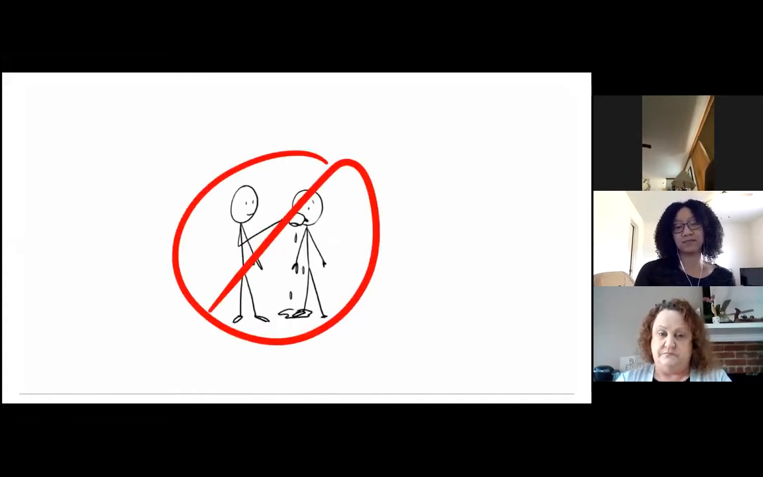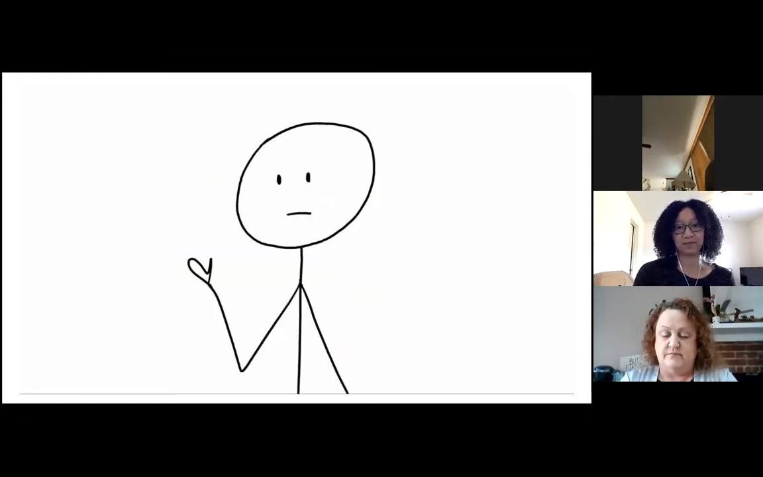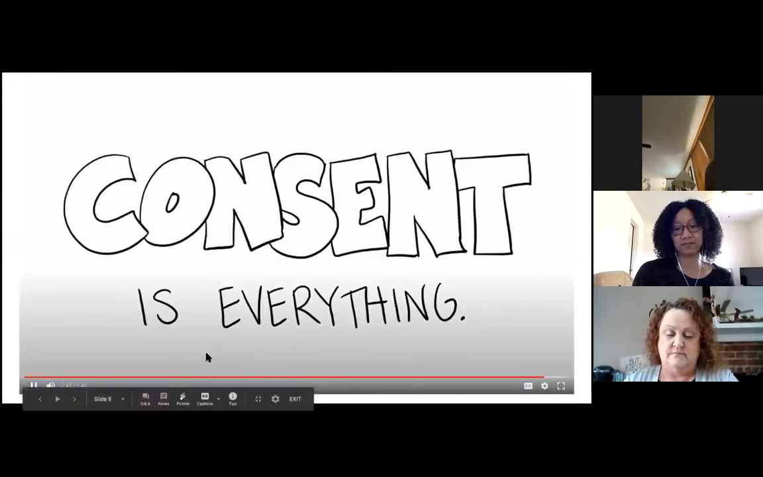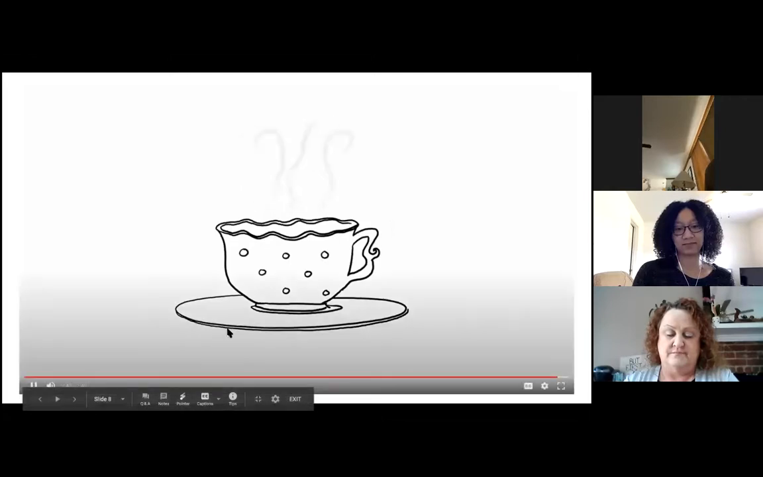But if you can understand how completely ludicrous it is to force people to have tea when they don't want tea, and you're able to understand when people don't want tea, then how hard is it to understand it when it comes to sex? Whether it's tea or sex, consent is everything. And on that note, I'm going to go make myself a cup of tea.